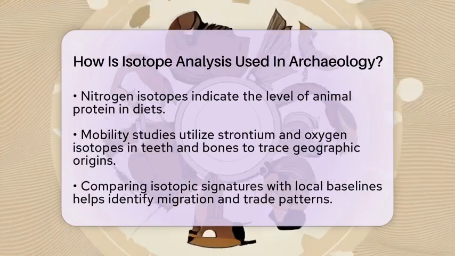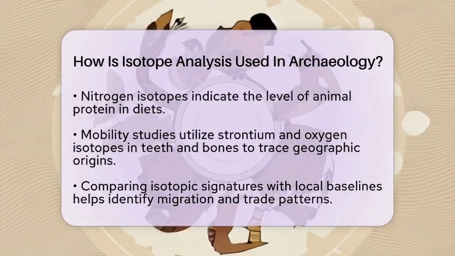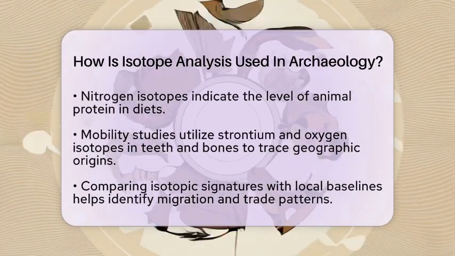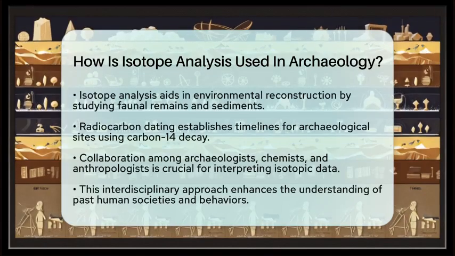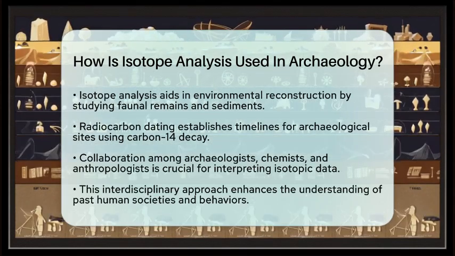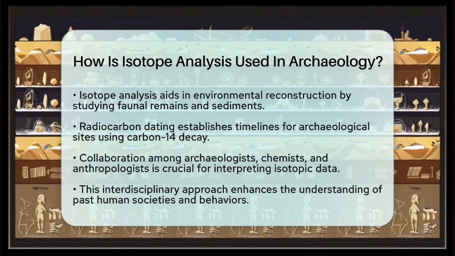Radiocarbon dating, based on the decay of carbon-14, is a fundamental isotope method for establishing the age of organic archaeological materials. This technique provides a timeline for archaeological sites and artifacts.